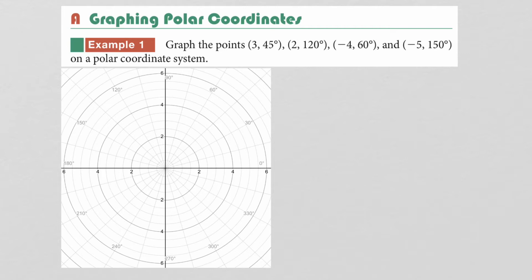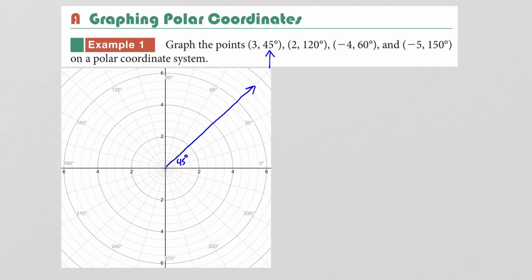So for the first point, we have the point (3, 45 degrees). So when graphing a point in polar coordinates, normally what we do is we go to the angle first. So I want you to notice that 45 degrees is this angle right here.